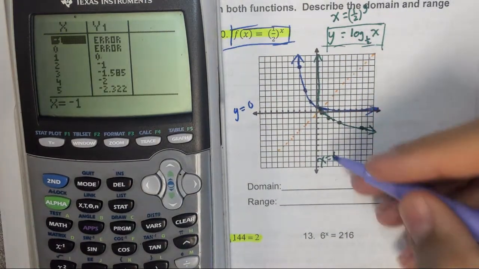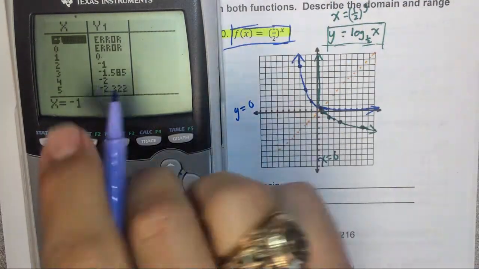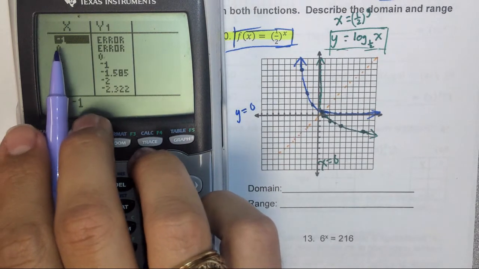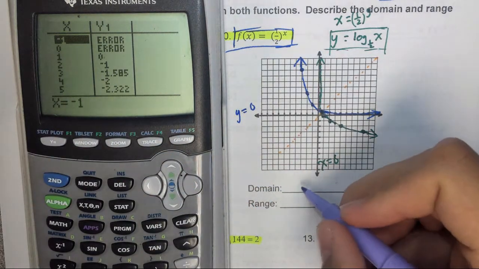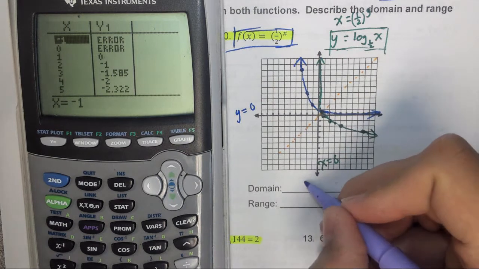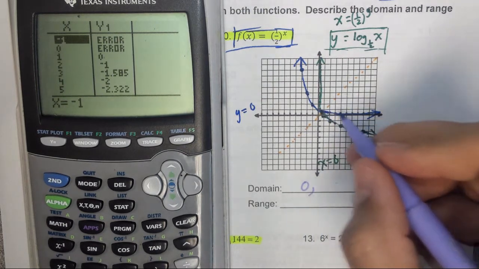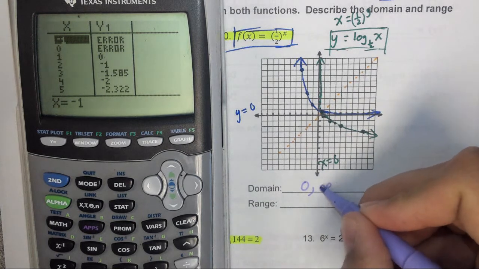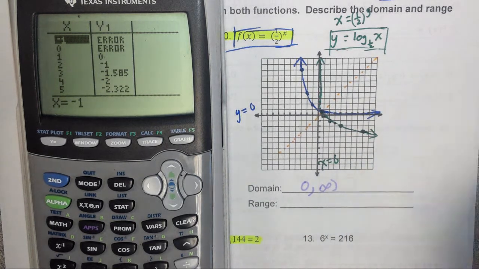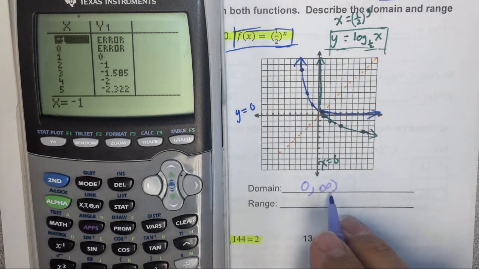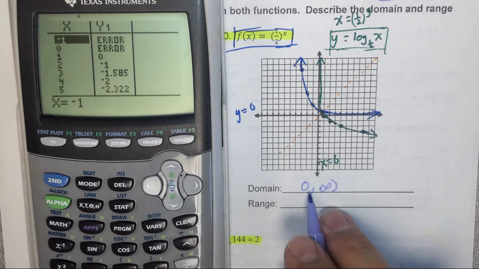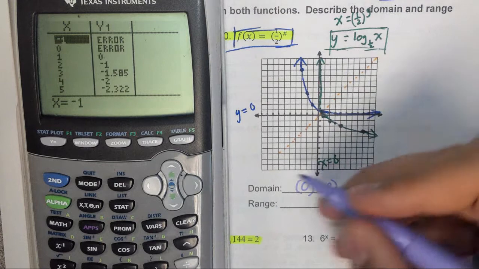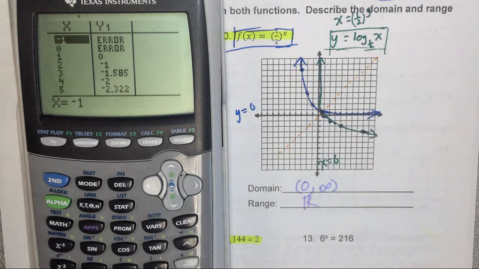Now domain and range for this one. Domain, it stops here. If you look in the calculator, there is nothing to the left of 0. So it goes close to 0 and keeps going forever and ever to infinity. Because we can't ever touch infinity, leave it open there. And since it won't ever actually touch 0, we leave it open as well. My range for these is all real numbers.